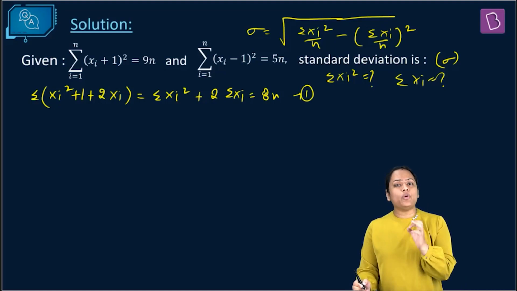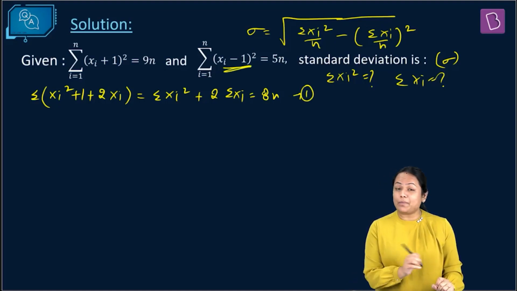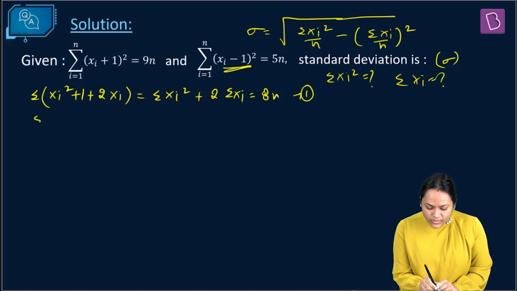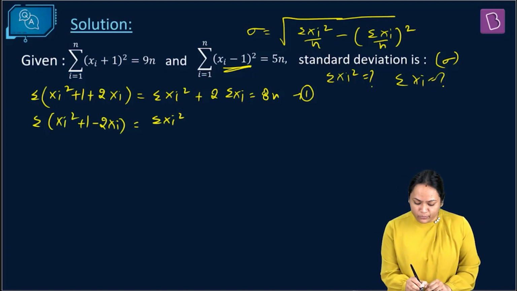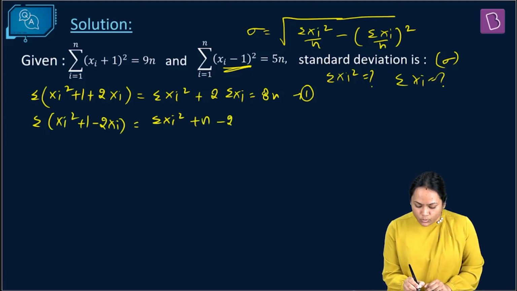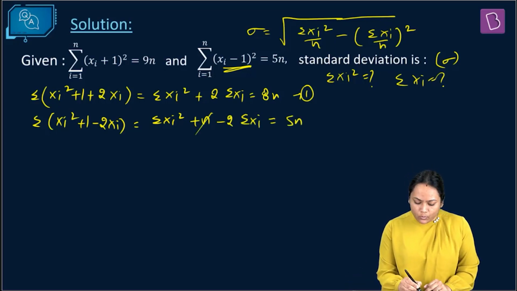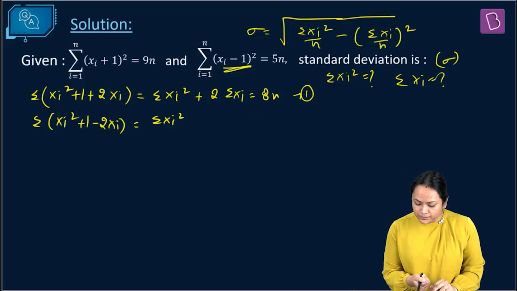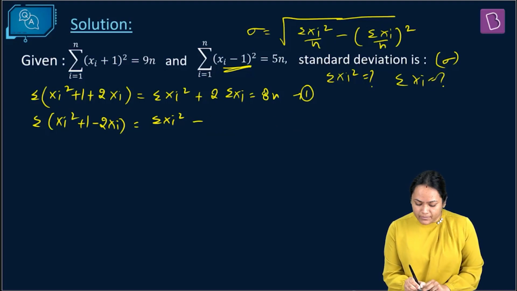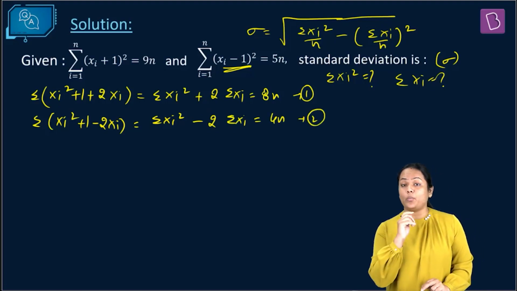Now, similarly, I'm going to form the second equation, expanding (xi minus 1) whole square. So, when I do that, it's going to become summation of xi square plus 1 minus twice xi. And when I break it down, it's summation of xi square. Again, summation of 1 will be n, minus twice of summation of xi, that is equal to 5n. And again, I'll take 1n to this side. So, it's going to become 4n. So, finally, I'll be left with summation of xi square minus twice summation of xi is equal to 4n. This is my second equation.